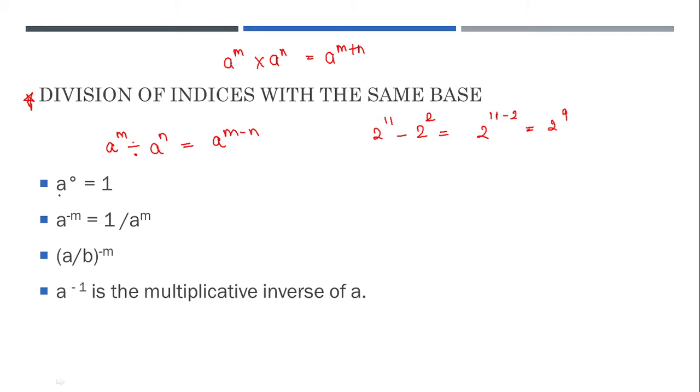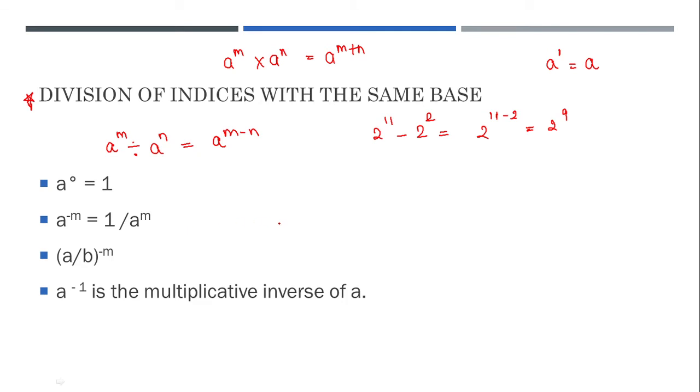Then let's see some extra things which we need to keep in mind. A raised to 0 will be 1. Any number raised to 0 is going to be 1. Like in the last session we have seen, any number raised to 1 will be the number itself. Here any number raised to 0 will be 1. You take 100 raised to 0, that is going to be 1. A raised to minus m will be 1 upon a raised to m.